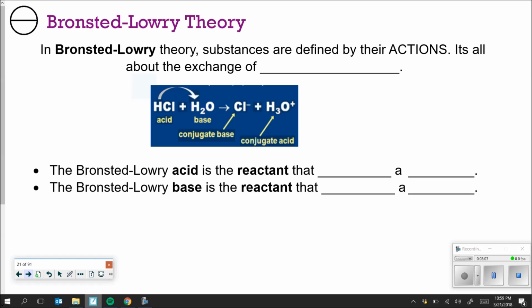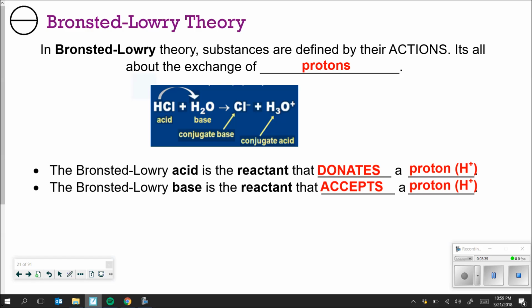So in the Bronsted-Lowry theory, substances are going to be defined by their actions. It's all about the exchange of that proton. So if you look in this little diagram, you've got your acid and your base. The Bronsted-Lowry acid is going to be the reactant that donates the proton. So acids donate. They give up that proton. And then your Bronsted-Lowry base, instead of talking in terms of that hydroxide, is actually going to be the acceptor of that proton. So everything here is in terms of that proton or that H+ ion.